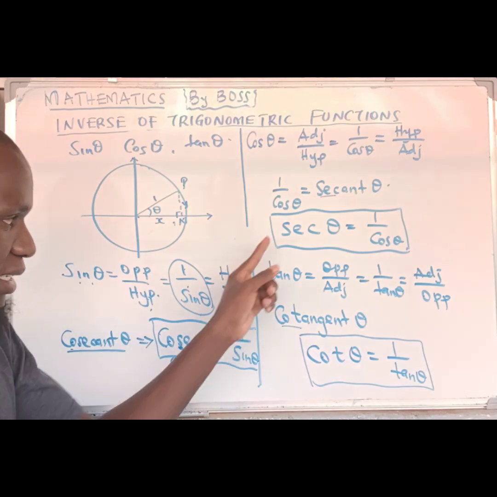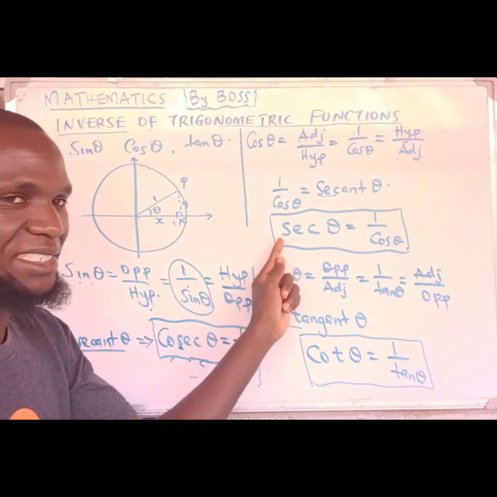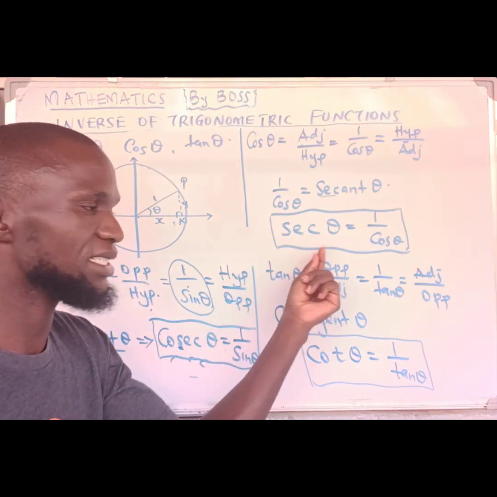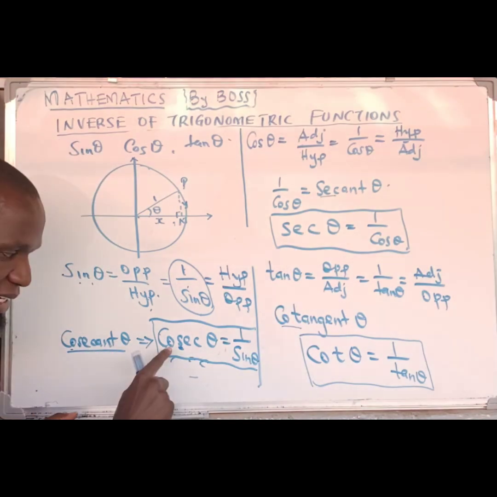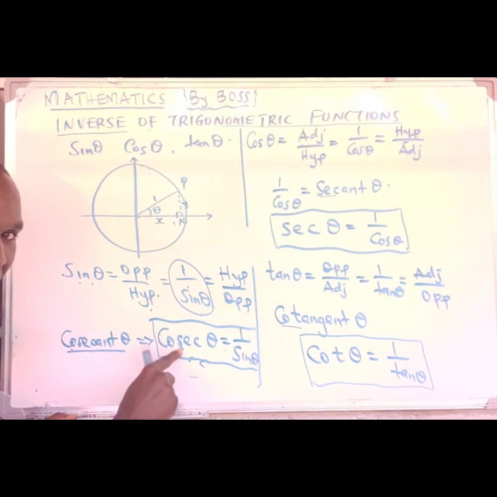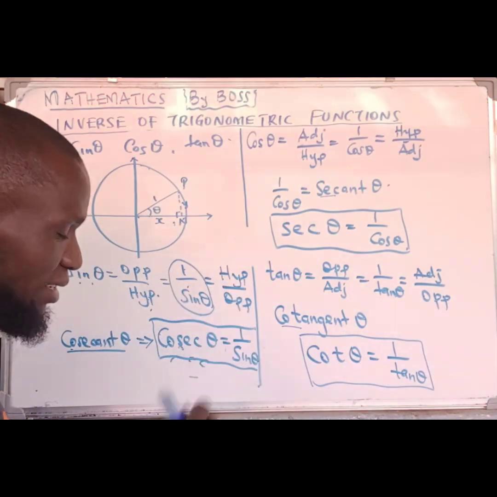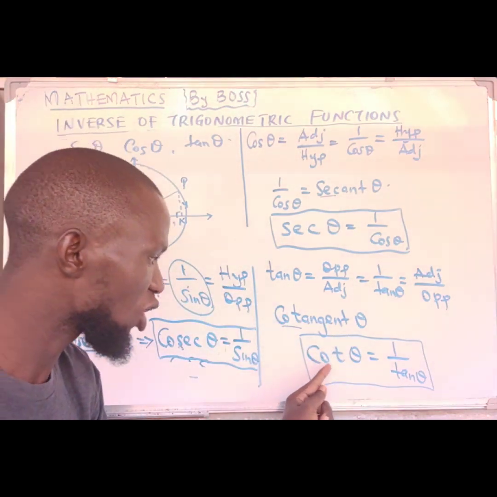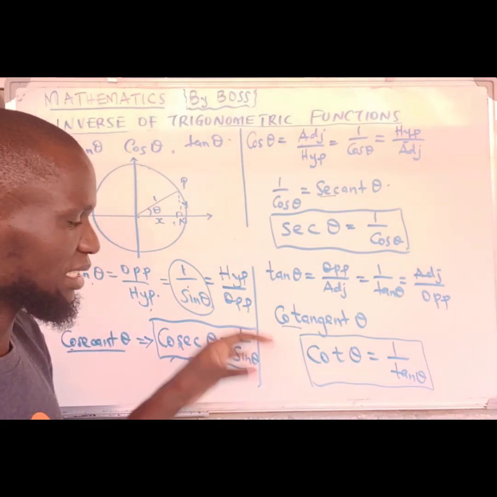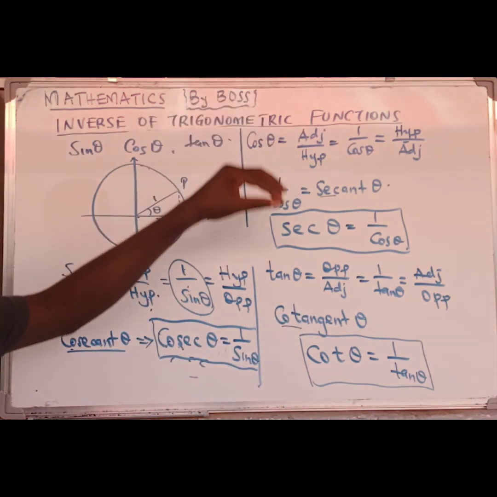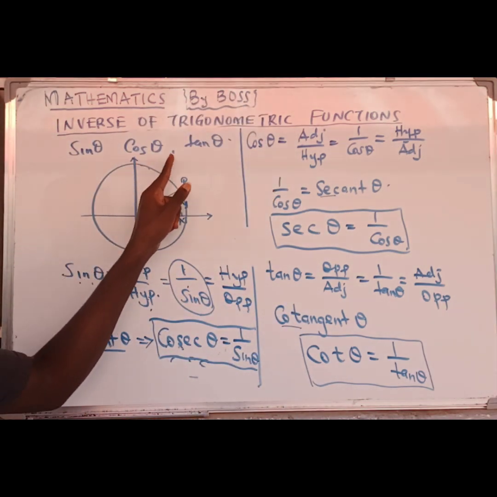Take note, sec. Don't say that it is sine. Look at the third letter, C, cos. Cosecant, cosec. Look at the third letter, it is S. That is sine. Cotangent, cot. Look at the third letter, T. T stands for tan. That's how you identify the inverse of sine, cos, and tan.